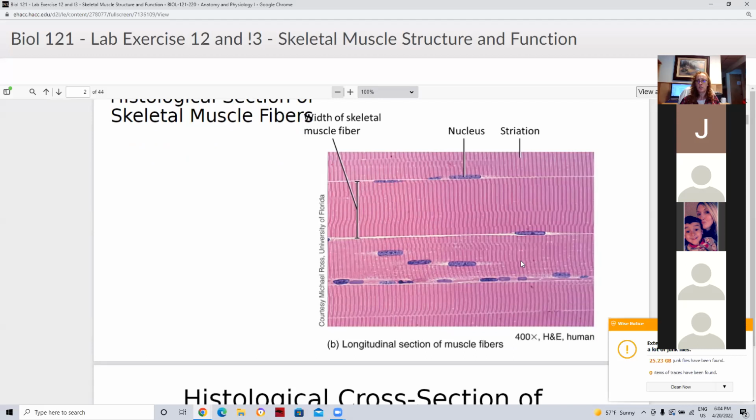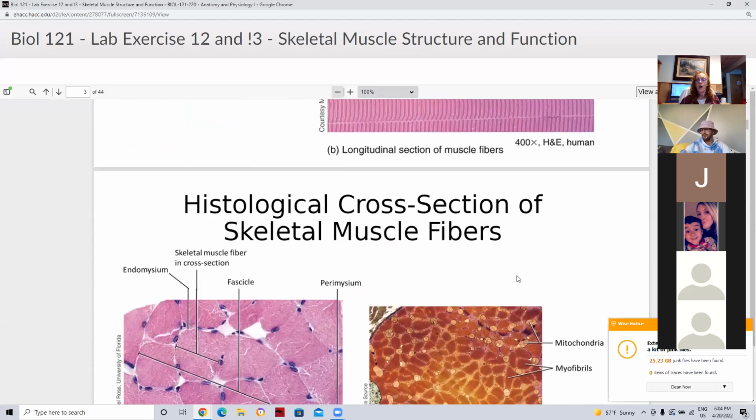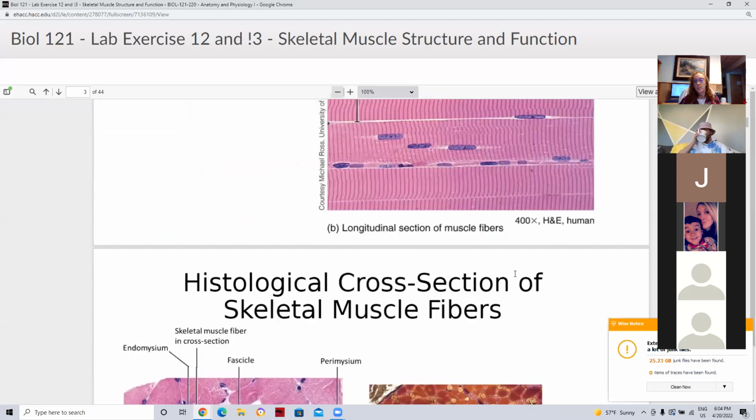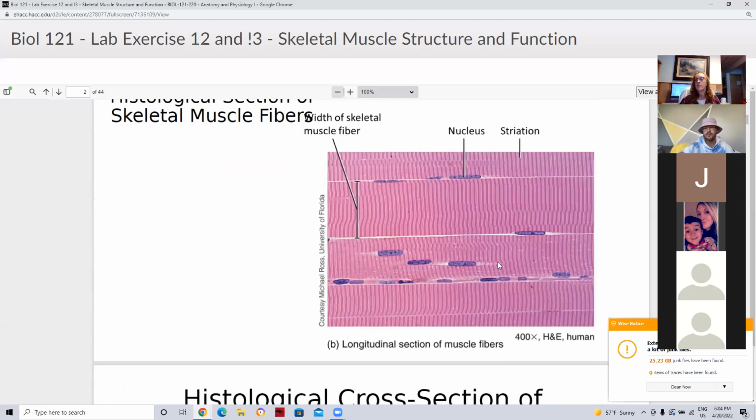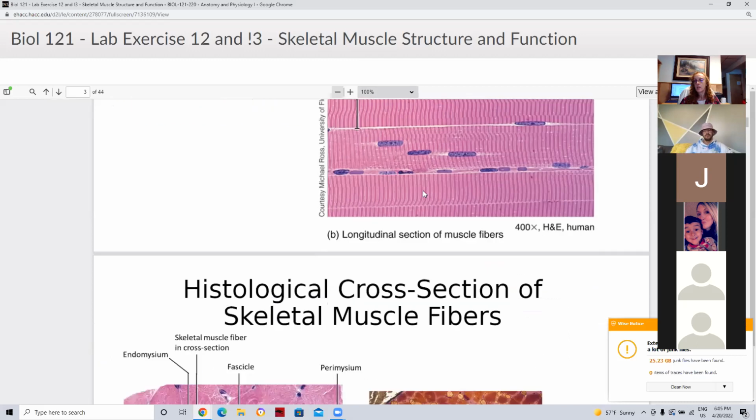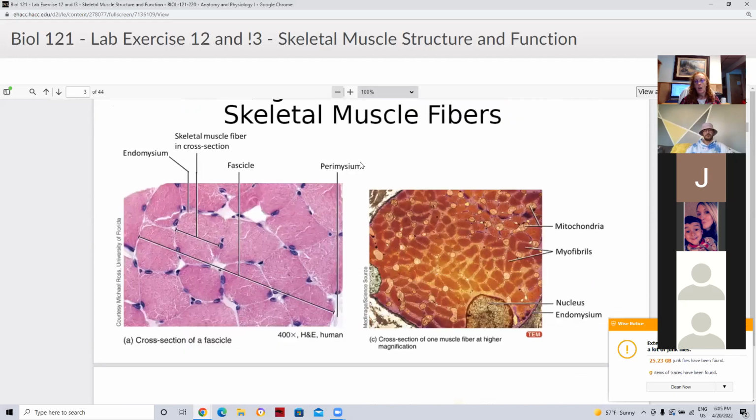What other type of muscle was striated? Do you remember? Cardiac, right. So this is a longitudinal section, where the dark lines are going to be the myosin, and the lighter lines are the actin by itself. This is looking at it from a cross section, not a longitudinal, but a cross section.